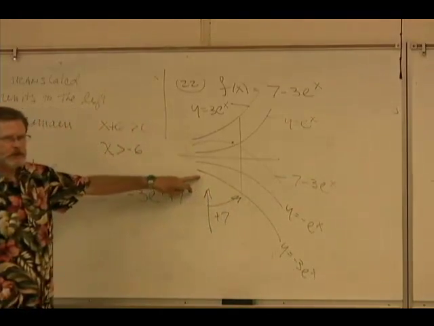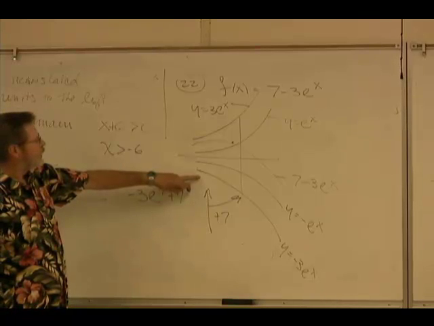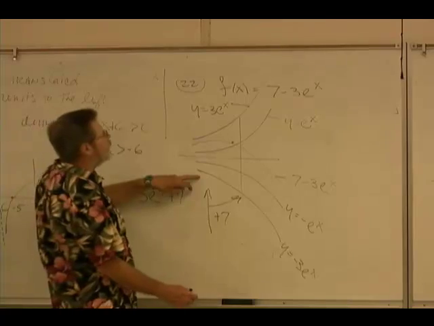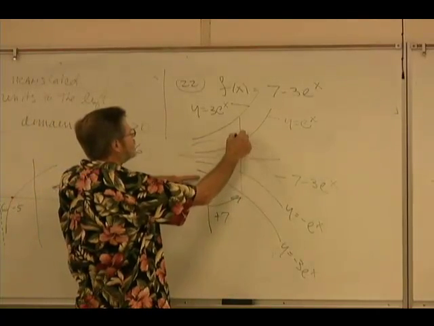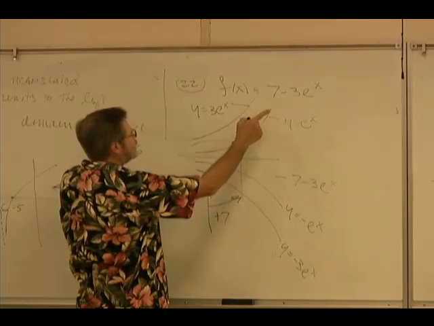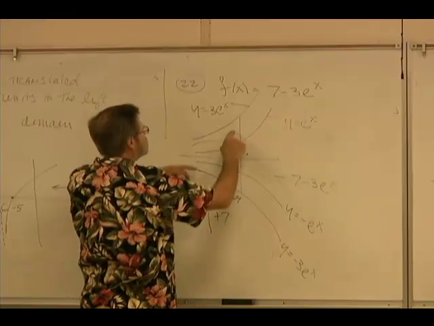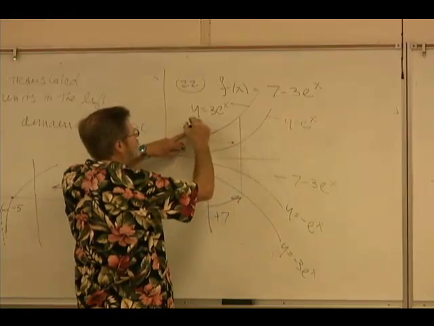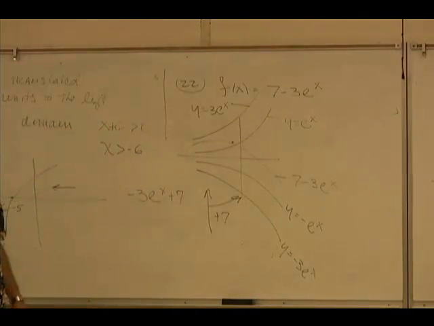Is that the basic shape? So it should be a little higher. But for example, at x equals 0, this is 1. So this is 7 minus 3, which is 4. So at x equals 0, it's up to 4. But that is the basic shape of 7 minus 3e to the x.